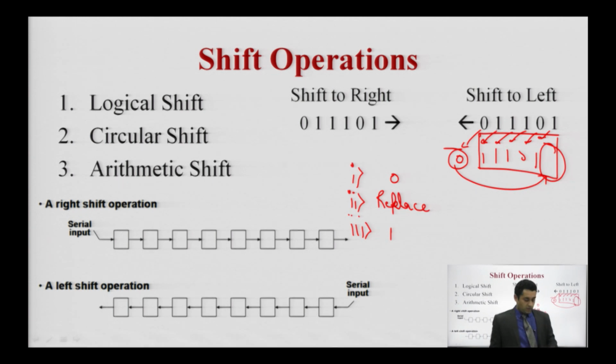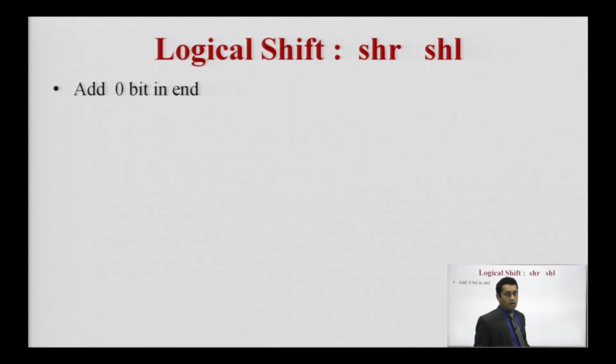Let us discuss one by one what is the meaning of logical shift, what is the meaning of circular shift and what is the meaning of arithmetic shift. When we are talking about the first category, which is the logical shift, this logical shift is represented by a normal shift right, shift left. If we are talking about just shift left, it means we are talking about the logical shift. The symbol is represented as the SHR and SHL. So, this is the basic representation.